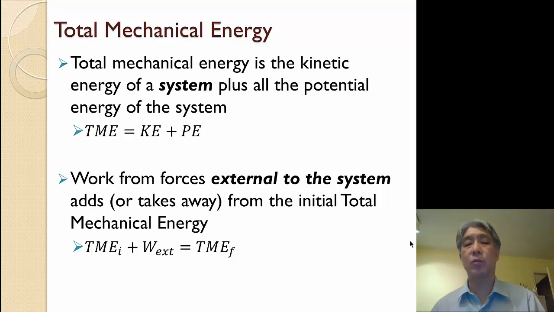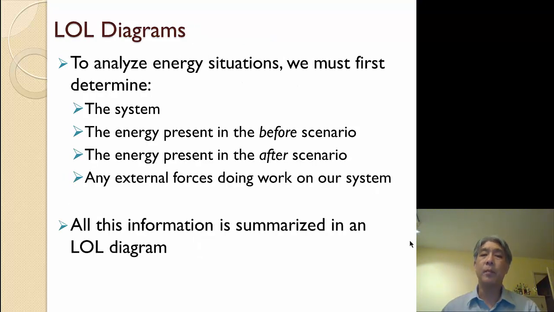Work from forces that are external to my system, the applied force or friction, will effectively take away or add to my total mechanical energy because they are external to my system. So my formula changes a little bit: my total mechanical energy plus my external work, which I add to it if it's a force in the direction of displacement, is going to equal my final mechanical energy. If my external work takes energy away, work external will be a negative value.